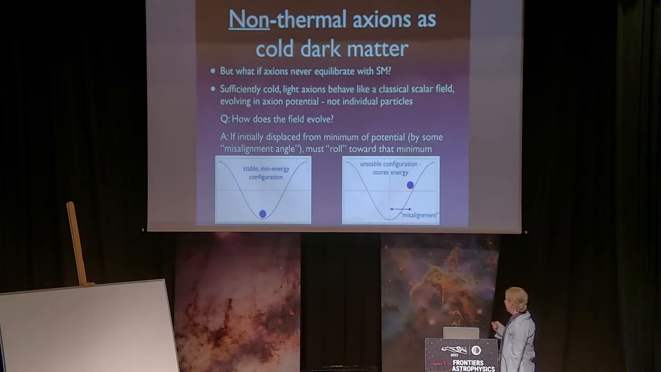If the field value, where the x-axis here is the value of the field A, is initially displaced from the minimum of the potential, then it will try to evolve towards the minimum. But just as if I had a bowl and put a little ball up the side of the bowl and let it go, it wouldn't just immediately go to the bottom and stop. It would roll back and forth around that minimum. We call the distance by which the axion field is initially separated from the minimum the misalignment angle.